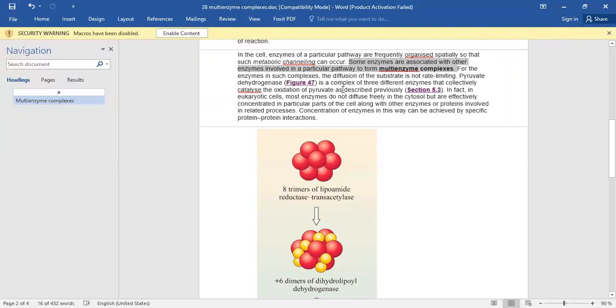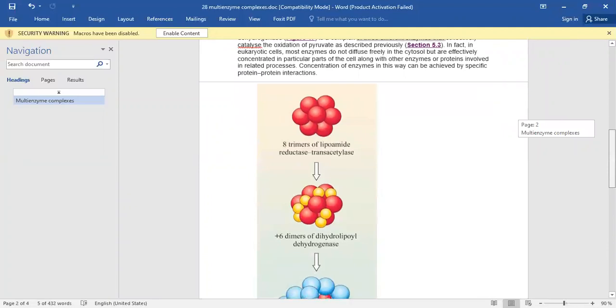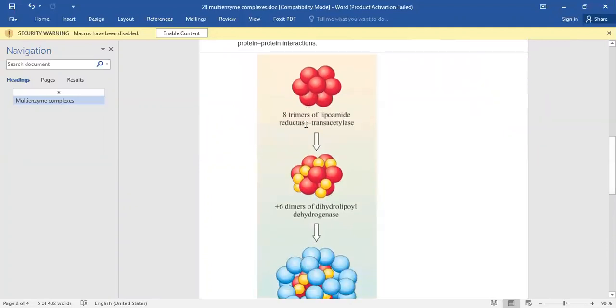What is pyruvate dehydrogenase? Pyruvate dehydrogenase is a multi-enzyme complex of three different enzymes. Three different enzymes make a complete set of enzymes, that is the pyruvate dehydrogenase enzyme. So what are the subunits of this pyruvate dehydrogenase? There are eight trimers of lipoamide reductase transacetylase enzyme.